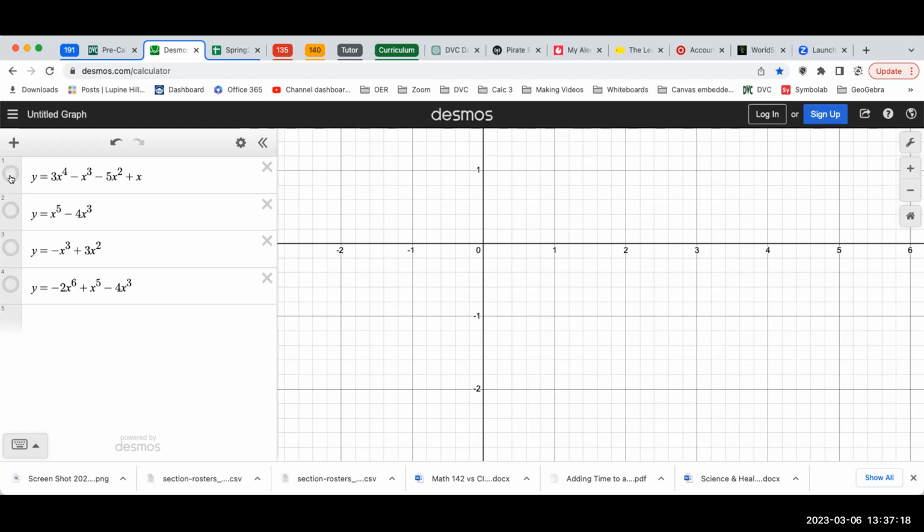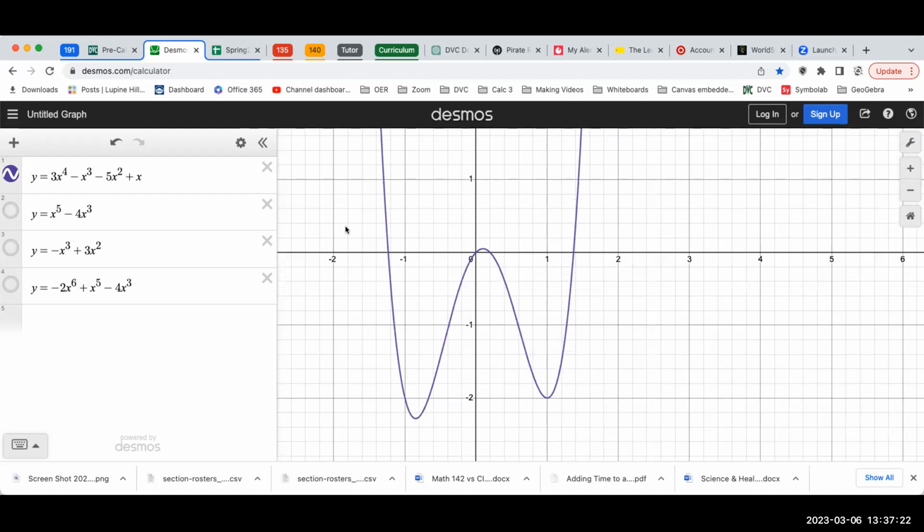All right, let's take a look at the second one. Let's answer some of the questions. Does this graph have any sharp corners? No sharp corners. It's nice, smooth little turns here. Any holes on the graph? There are no holes on this graph.